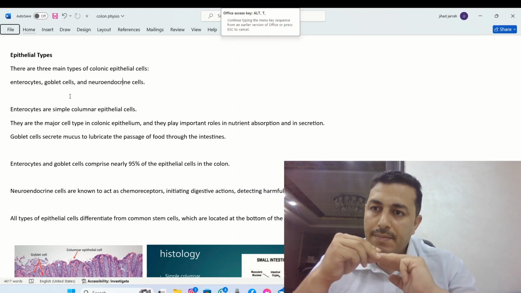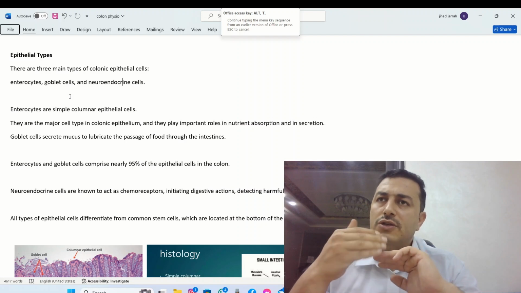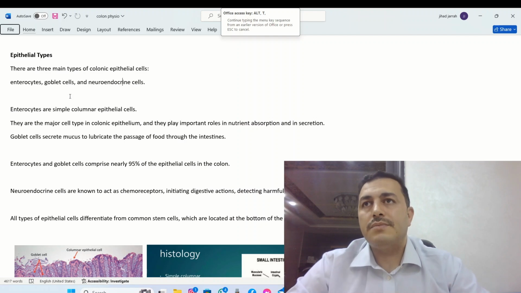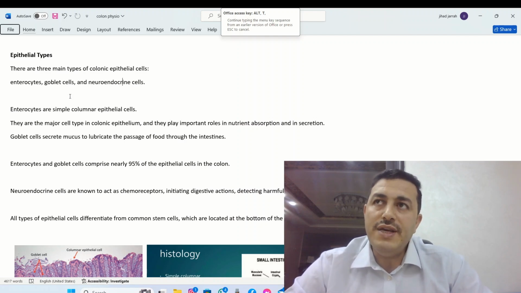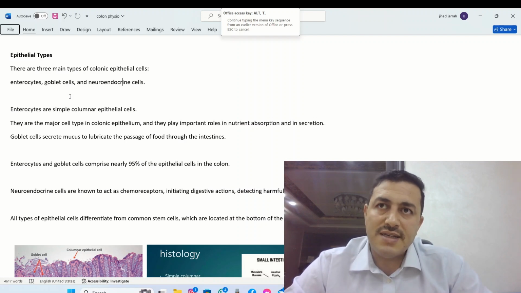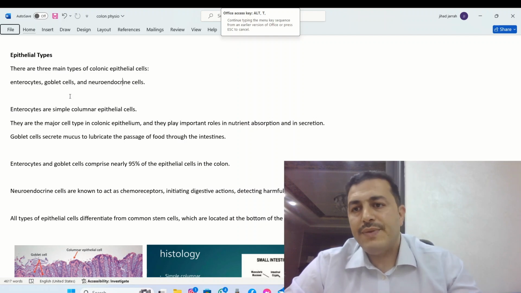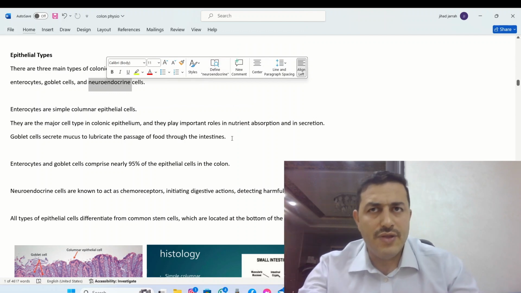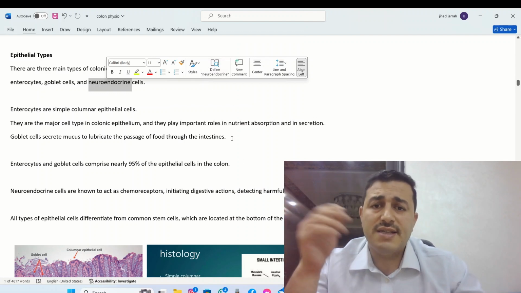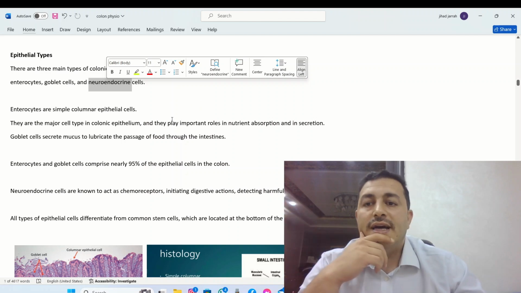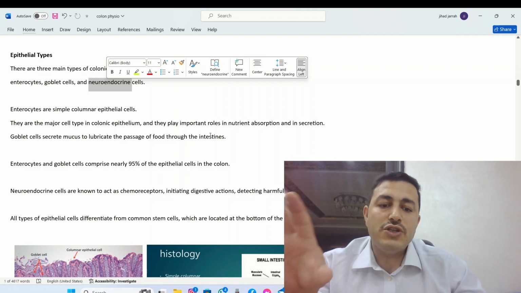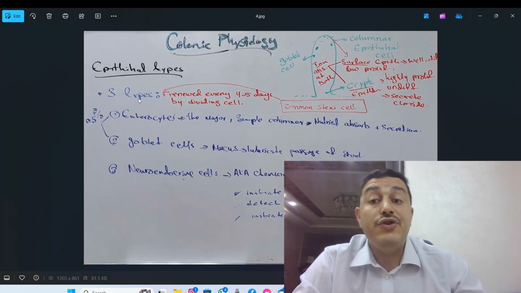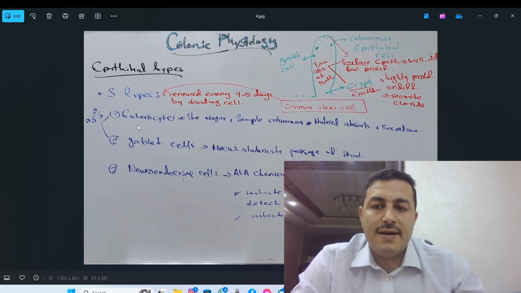So the epithelium and epithelial cells are in direct contact with the colon content, and we have only three types of epithelial cells in the colon: the enterocyte, goblet cell, and neuroendocrine cell. In the other parts of the GI, such as the small bowel, we have a variety of cells, but this corresponds to the function of the colon.